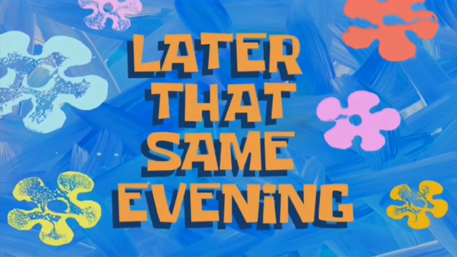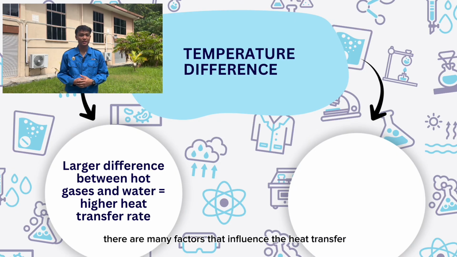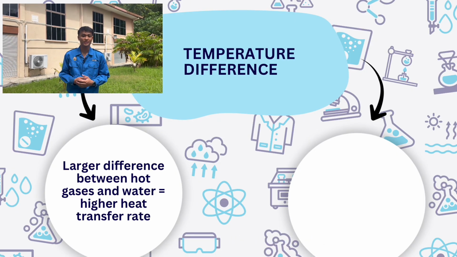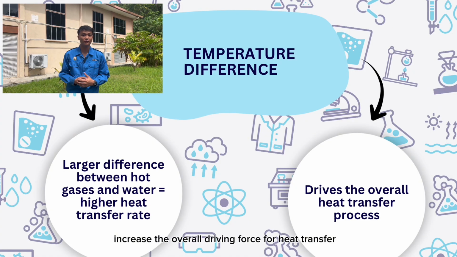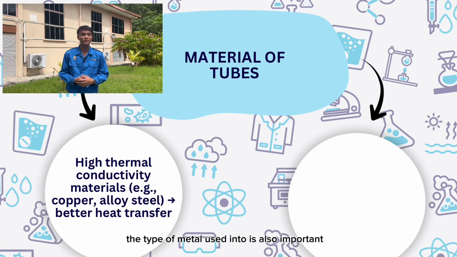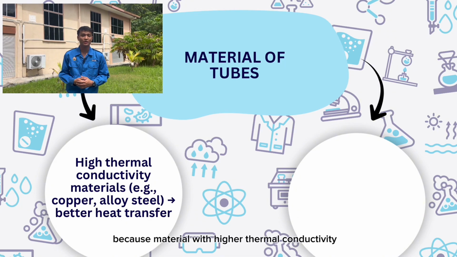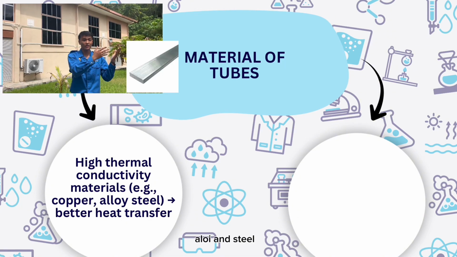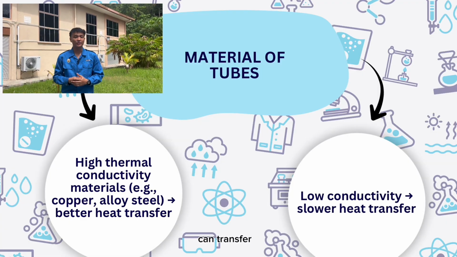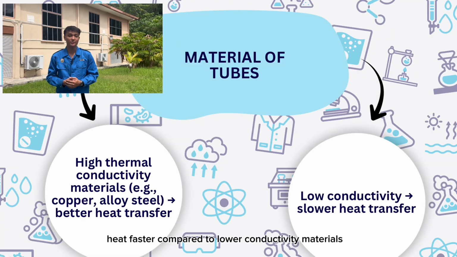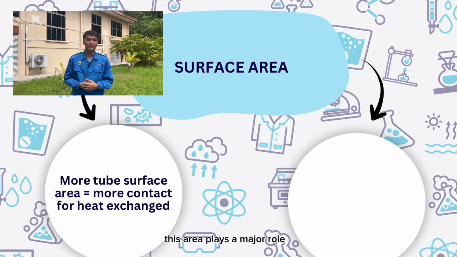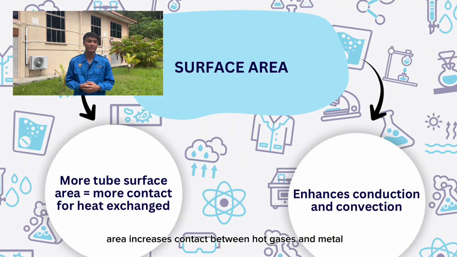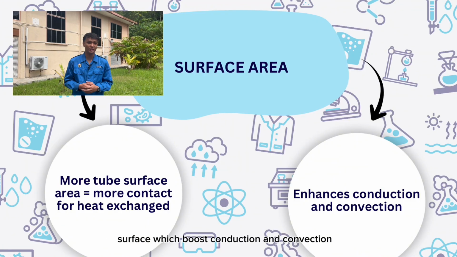There are many factors that influence the heat transfer performance inside a boiler. A large temperature difference between the combustion gases and water increases the overall driving force for heat transfer. The type of metal used in the tube is also important because materials with higher thermal conductivity such as copper alloy and steel can transfer heat faster compared to lower conductivity materials. Surface area plays a major role because having more tube surface area increases contact between hot gases and metal surface, which boosts conduction and convection.